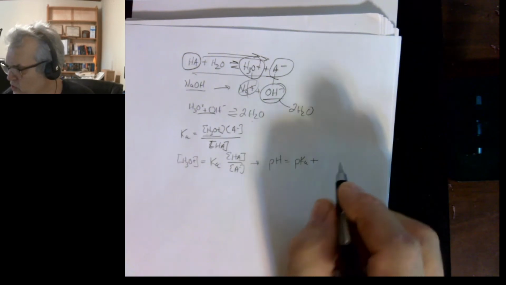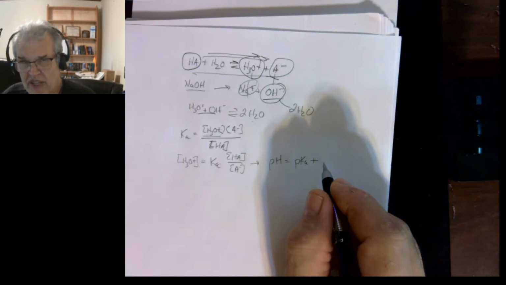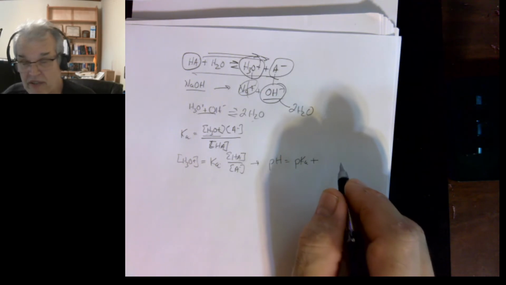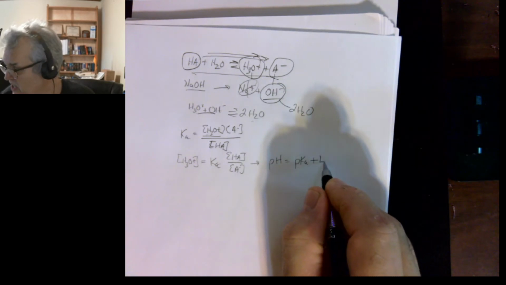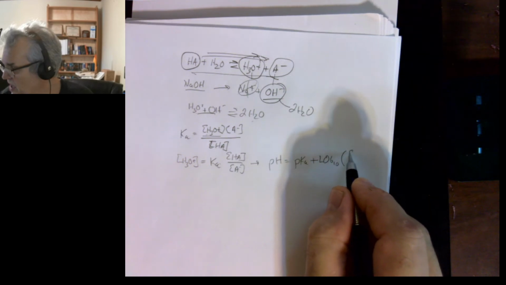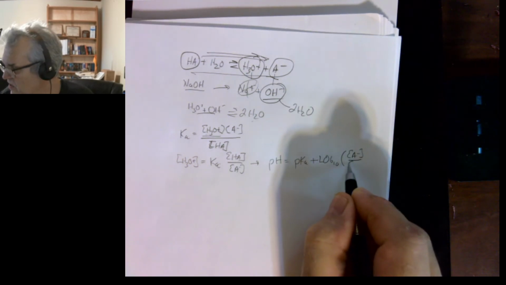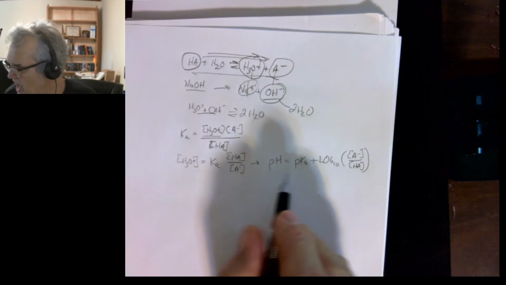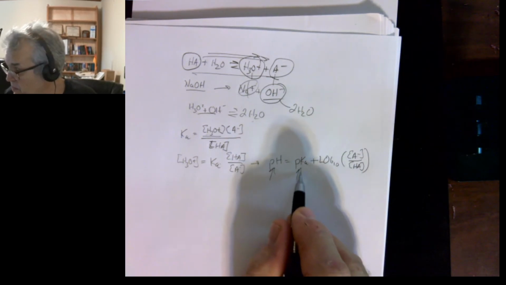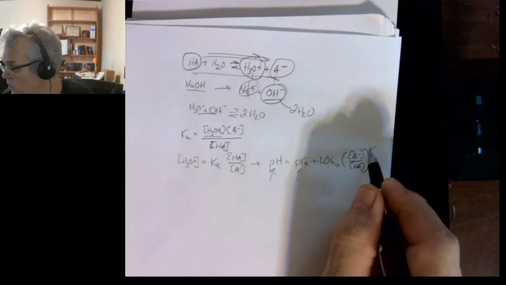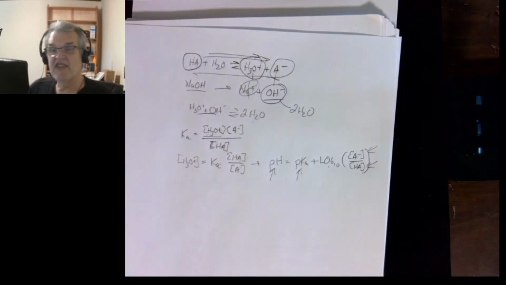So I use the rule of logs. And the rule of logs is that the negative log of something is the same as the log of the inverse of whatever it is. So if I change this to a positive log base 10, I'm going to have to change this to A- all over top of HA. Okay, well, I want pH. I know what pKa is. I know what a log is. All I have to do is figure out what must be A- and what must be HA.